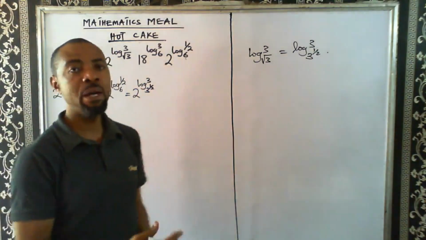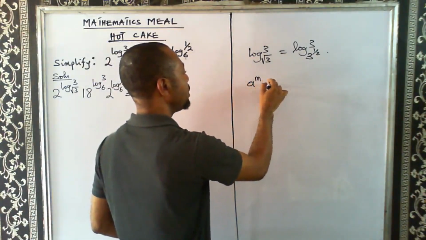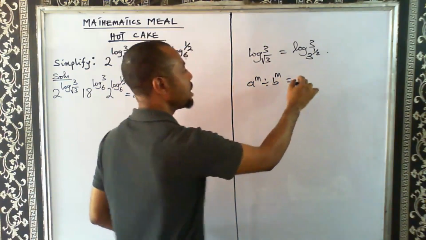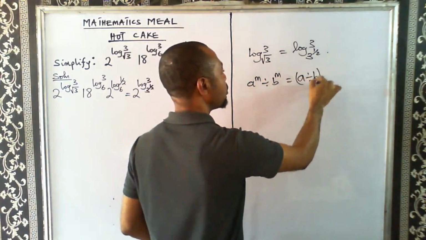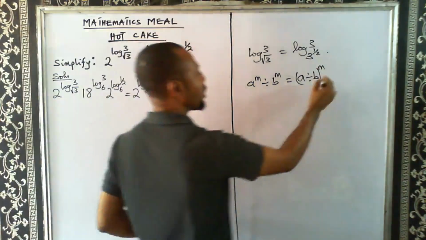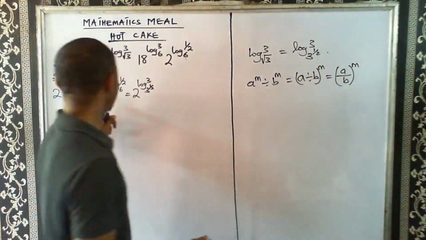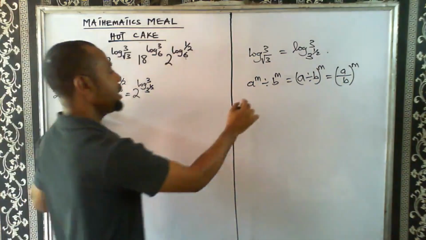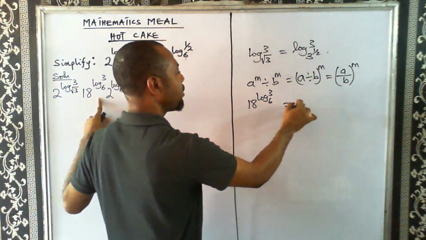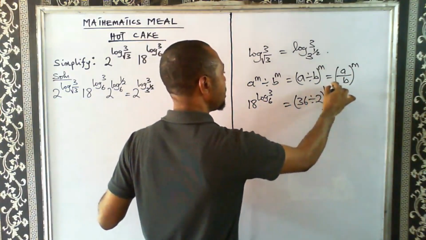I can use similar power law. We know that a raised to power m divided by b raised to power m is same thing as a divided by b all raised to power what? M. Right? And which I can go further to write as a over b all raised to power what? M. So this 18, I can write 18 raised to power log 3 in base 6, I can write it as 36 divided by 2 raised to power log 3 in base 6.